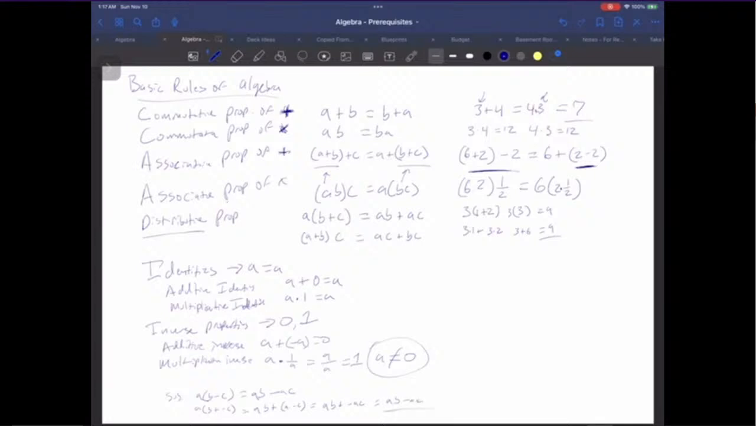It's very similar for division. If you have A plus B over C, which means A plus B divided by C, that's the same thing as saying 1 over C times A plus B. So you can say that that goes to A over C plus B over C. You can distribute the 1 over C.